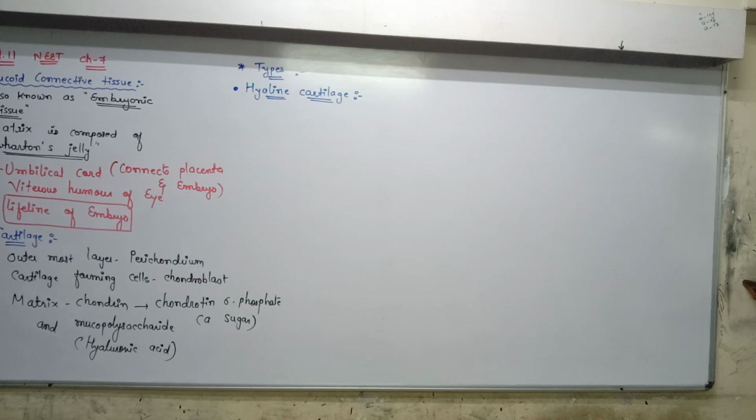8, 9 and 10: three costal cartilages are united together and connected to the 7th costal cartilage, but not connected directly to the sternum. That's why they are known as false ribs. And the 11th and 12th pair are connected at the dorsal side to the vertebral column, but anteriorly free, not connected to any structure. That's why they are known as floating ribs. Okay, so this is costal cartilage.